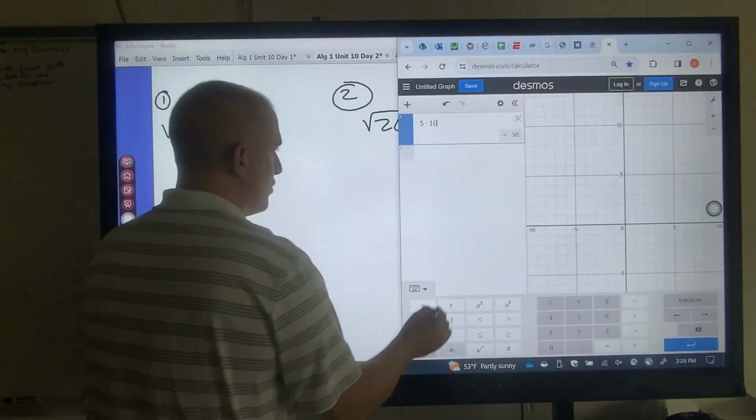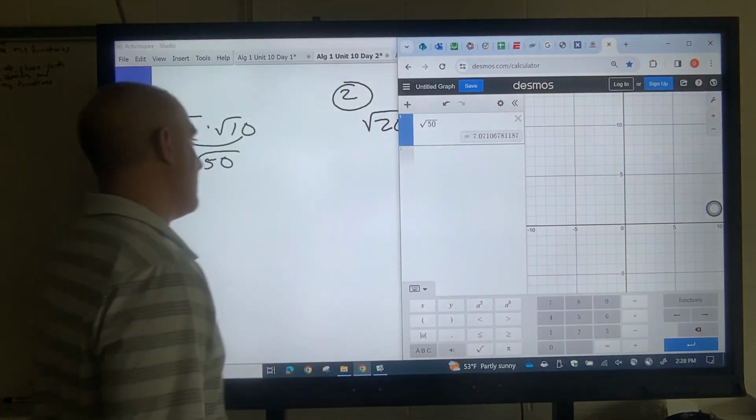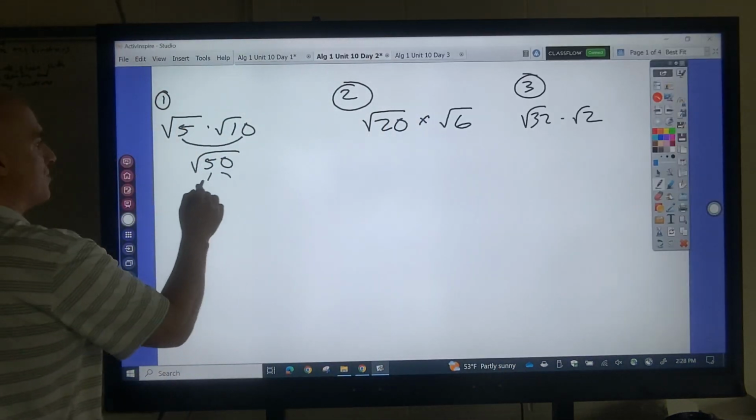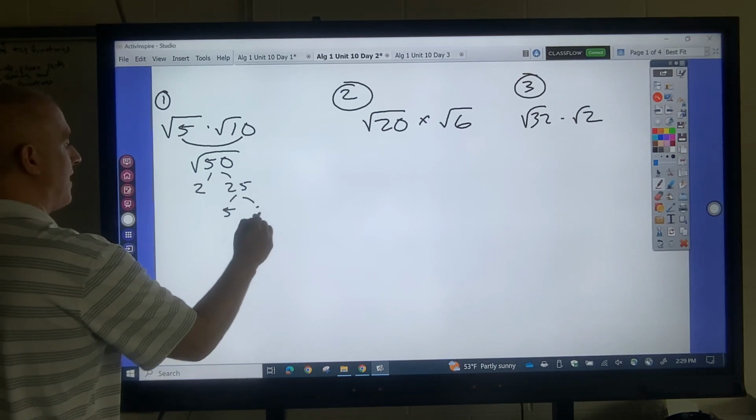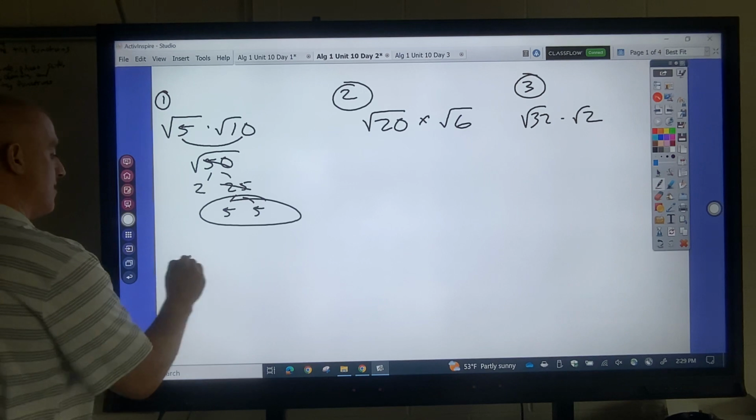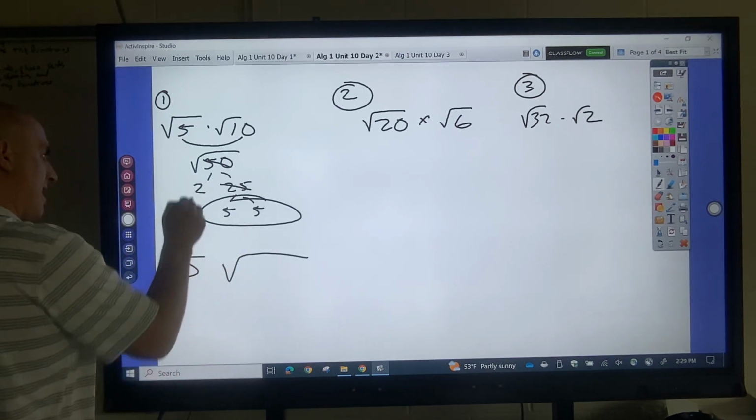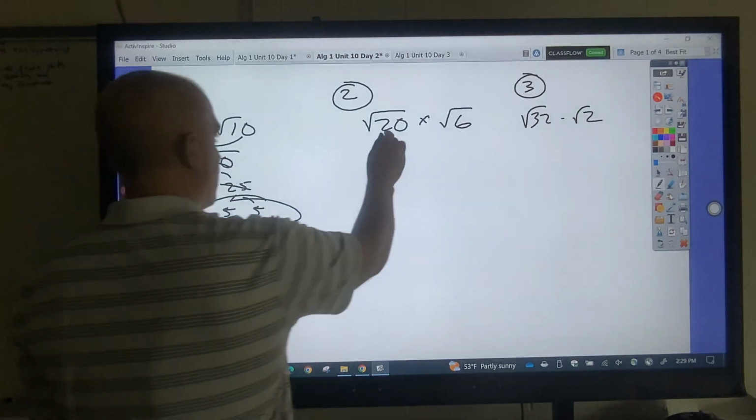Now, what we always want to do is check the square root stuff, okay? Square root of 50, all right, it means I got to break it down. Then we do like we did the last lesson. It'd be 2 and 25, that would be 5 and 5. Cross off the double branches, since the square root's a pair. So I can only take one out of that. Left over would be that, 5 square root of 2, okay?